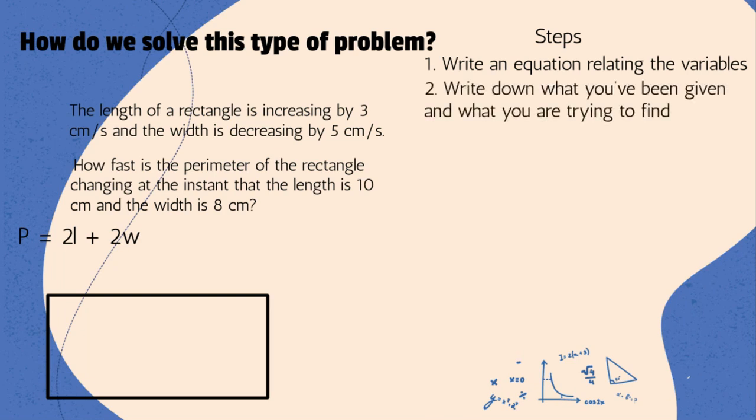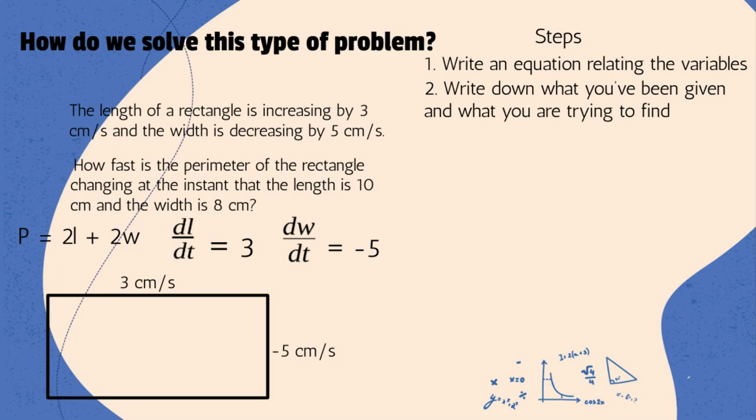Now we have to write down what we've been given in the problem and what we are trying to find. If you go back to the start of the problem, it tells you that the length of the rectangle is increasing by 3 centimeters per second. This means that dL/dt equals 3. It also says that the width is decreasing by 5 centimeters per second. This means dW/dt equals negative 5, since the width is decreasing. So on the rectangle, it will look like the length increasing by 3 centimeters per second and the width decreasing by negative 5 centimeters per second.